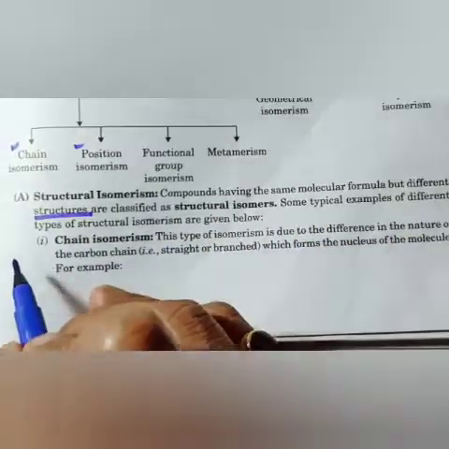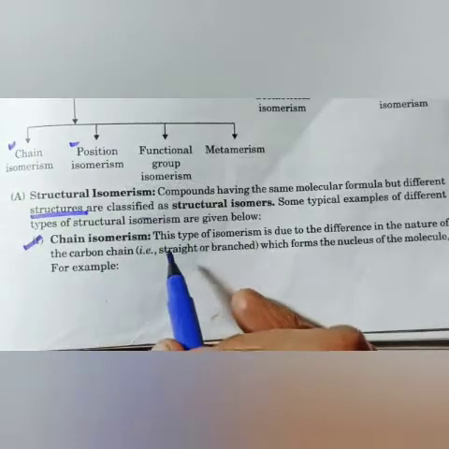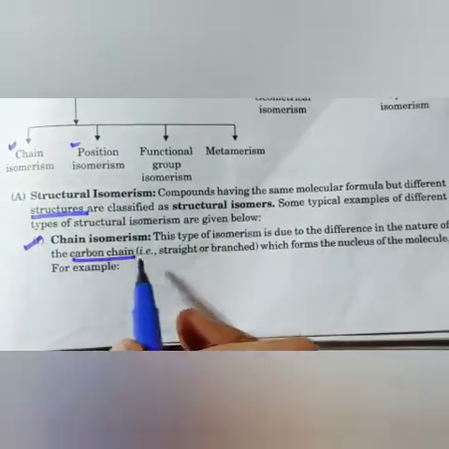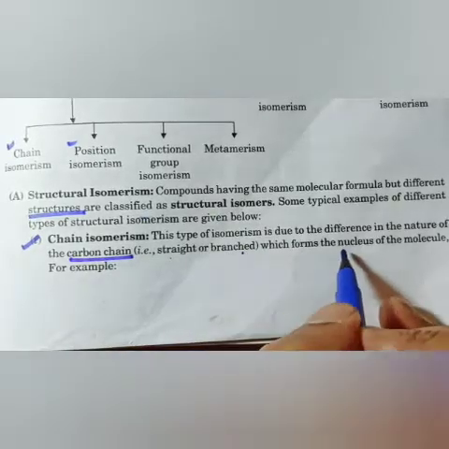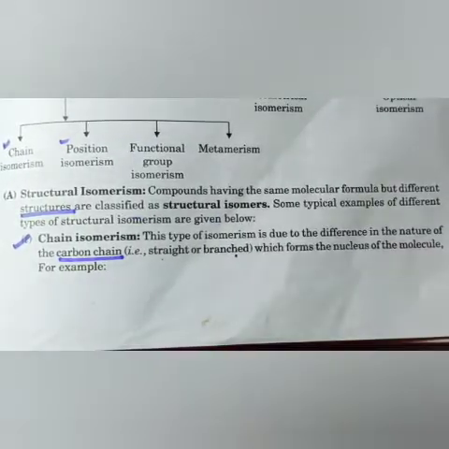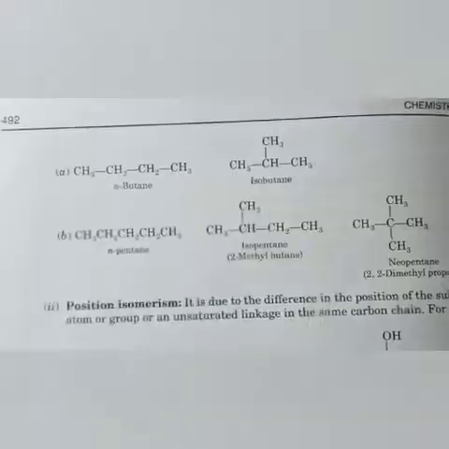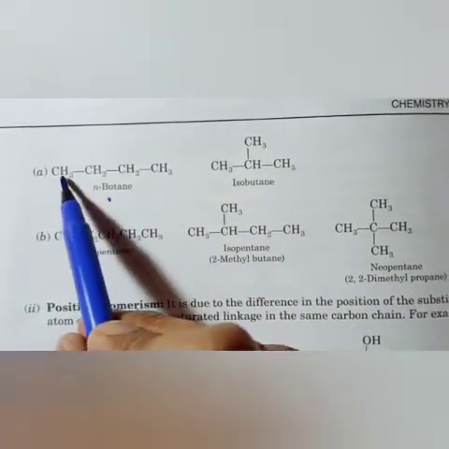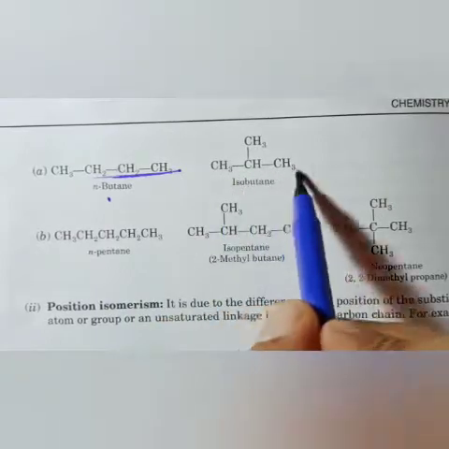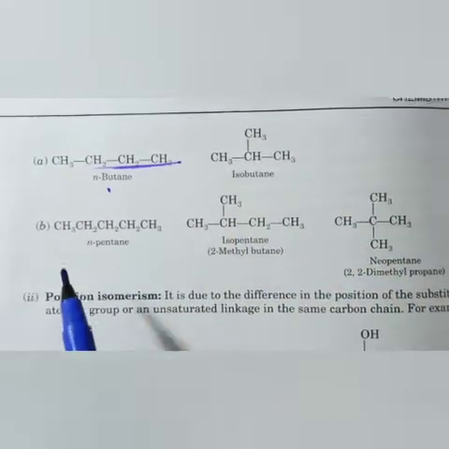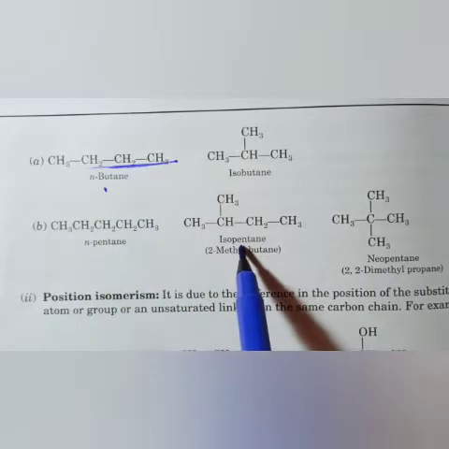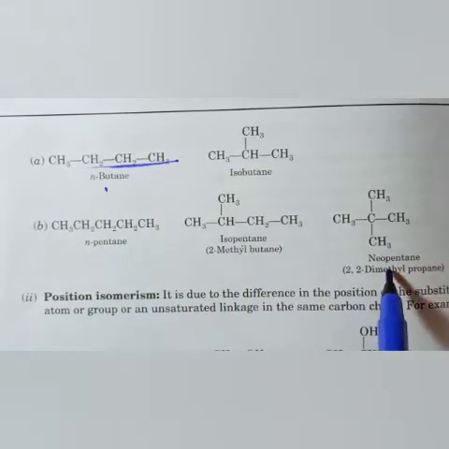Some typical examples: chain isomerism. This is the first isomerism, and this type of isomerism is due to difference in the nature of the carbon chain, like straight or branched. Just as we have studied, n-pentane and isopentane. We took the example of n-pentane; here the example given is n-butane. So n-butane is a straight chain, now we make it isobutane. n-pentane will change into isopentane and neopentane.